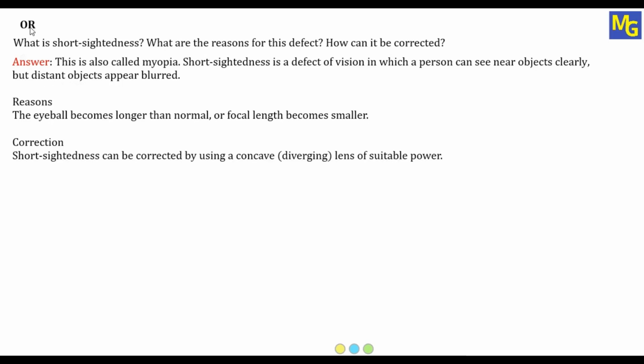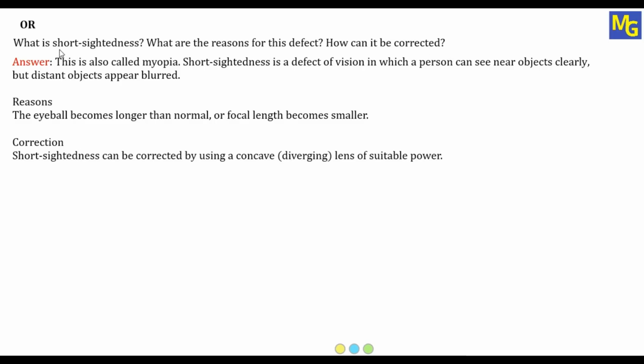So this is the OR question. Then here, this is also from the same chapter. What is short-sightedness? What are the reasons for this defect and how can it be corrected? So see the question pattern. Both the questions are the same, but the pattern of asking the question is different. See what they have told: what are the reasons for this defect and how can it be corrected? Earlier they had asked remedy. Remedy is nothing but how it can be corrected only. You just have to understand the question properly.